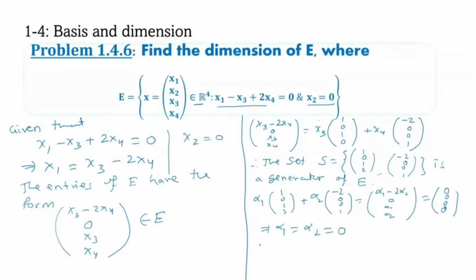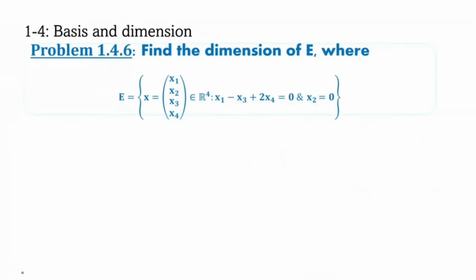So therefore S is linearly independent. So this implies S is a basis of E, and this will give you the dimension of E is equal to 2.